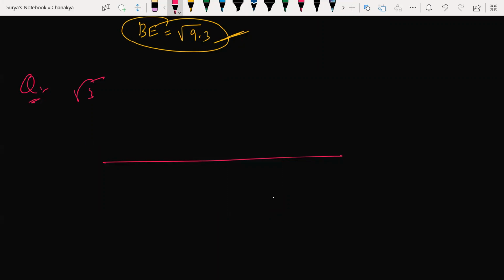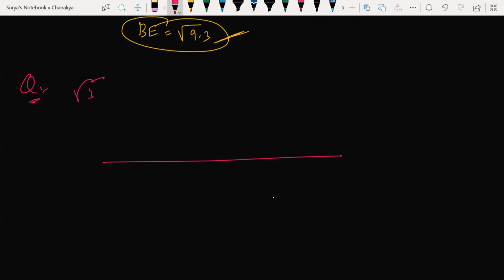No, sir, from B to C on the same line, we have to keep 1 unit. After that, with length equal to AB, we have to draw a straight line BD. From BD, that length we have to take as radius 3 units, and we have to draw an arc with the compass. Then BE is √3. Right. So this is how we can do it.